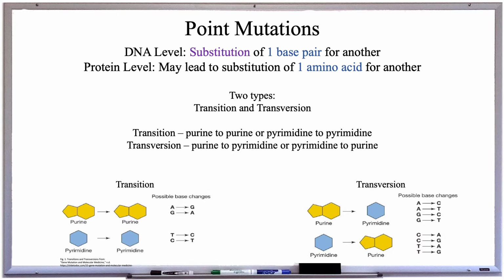When you think of point mutations, think substitution. A point mutation is the substitution of one base pair for another. This can lead to the substitution of one amino acid for another. There are two types of point mutations, transition and transversion. If you look to the left here, a transition means a change from a purine to purine or pyrimidine to pyrimidine. On the right, a transversion is a change from purine to pyrimidine or pyrimidine to purine.